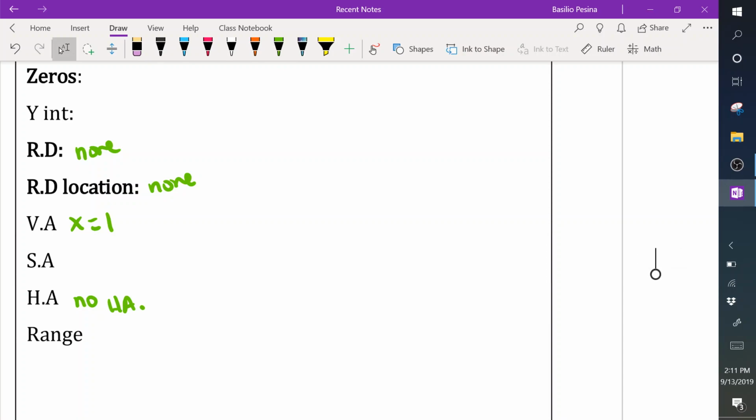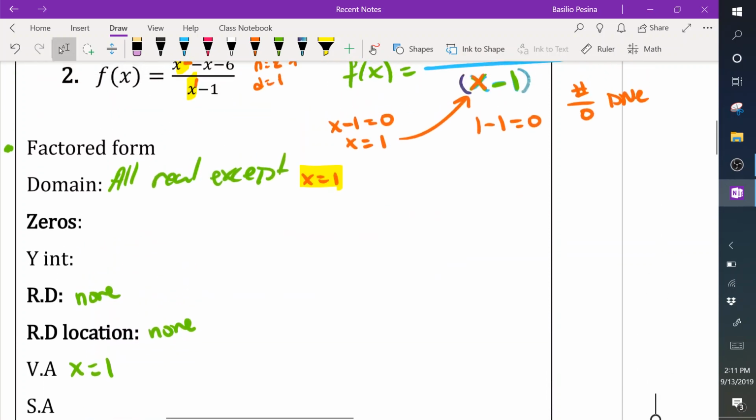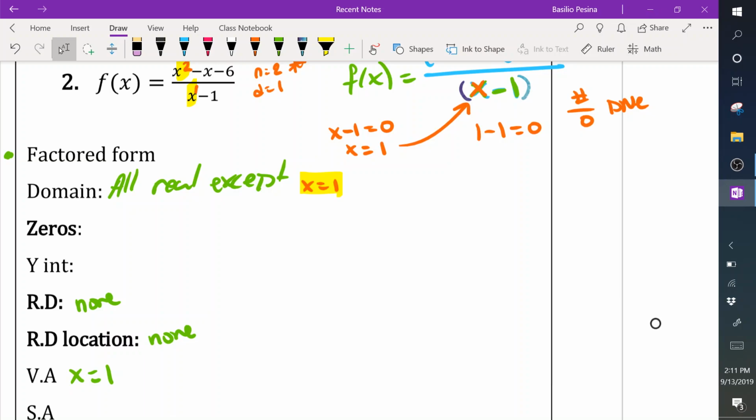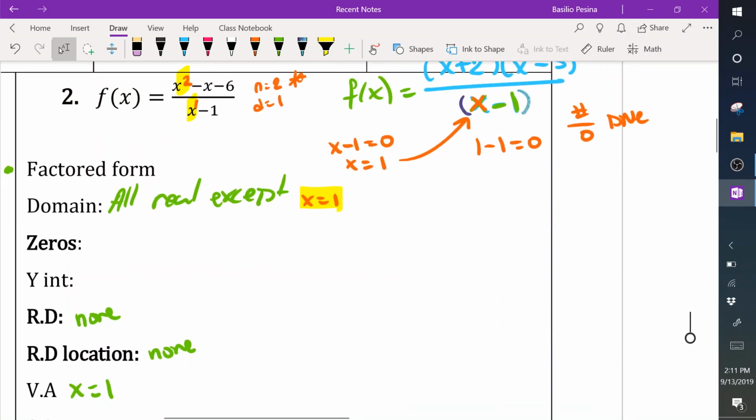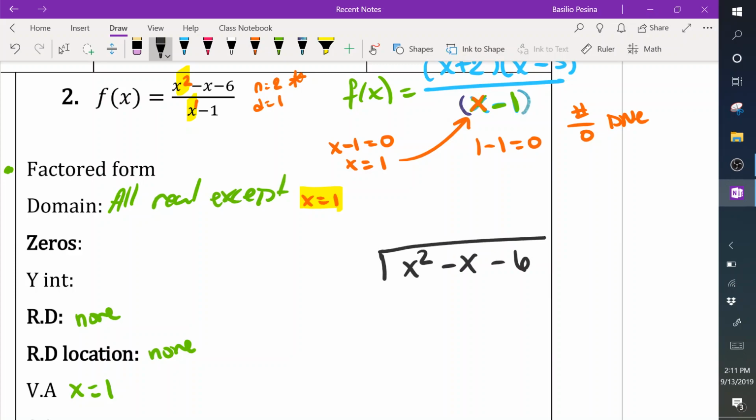Now, here's the moment we need to understand that if the degree of the numerator is larger by 1, I need to long divide to find the equation of the slanted asymptote. So we know how to do long division. Let's set that up real quick. This is x squared minus x minus 6, being divided by x minus 1.